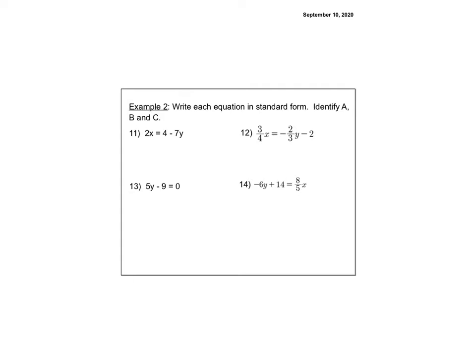Alright, so today we are going to write each equation in standard form. Let me review with you what standard form actually is. It's in this form of ax plus by equals c. That's what linear standard form looks like. b and c can be positive or negative whole numbers, while a must be a positive whole number.